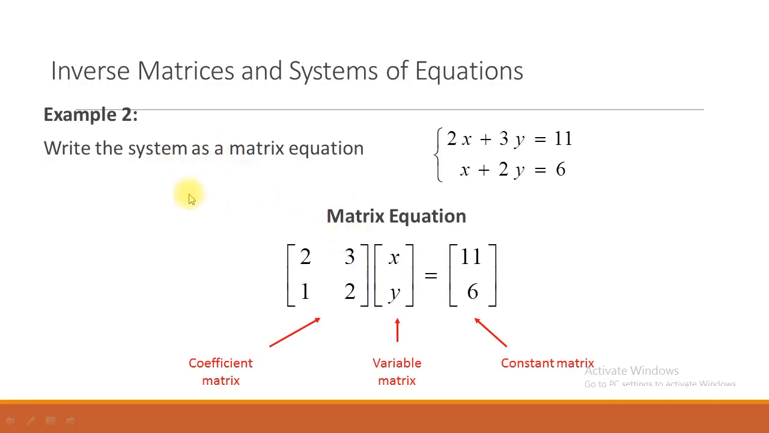Now let's move on to another example. Suppose we have a system of two equations, 2x plus 3y is equal to 11 and x plus 2y is equal to 6. To find the solution of this system by using the inverse matrix, first of all, write this system in matrix form as [2 3; 1 2]. This is the coefficient matrix, the variable matrix has the variables x and y, and the constant matrix has the elements 11 and 6.